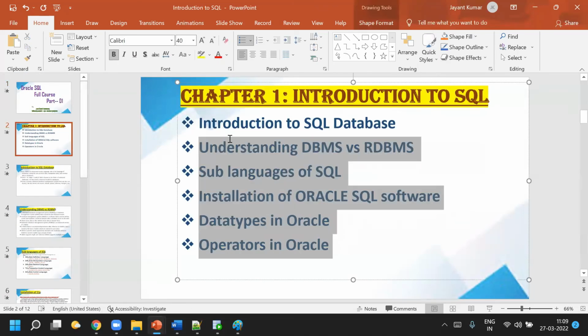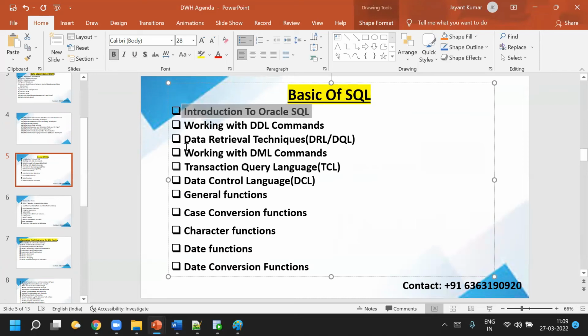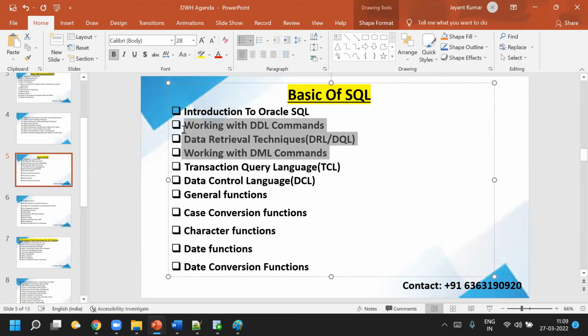So this is what we have covered: database architecture and introduction to Oracle SQL. In the next class we'll see what DDL commands are, and these two or three topics. From next week Saturday's class onwards, you need to start practicing. Once I explain DDL, DRL and DML, you have to practice more.